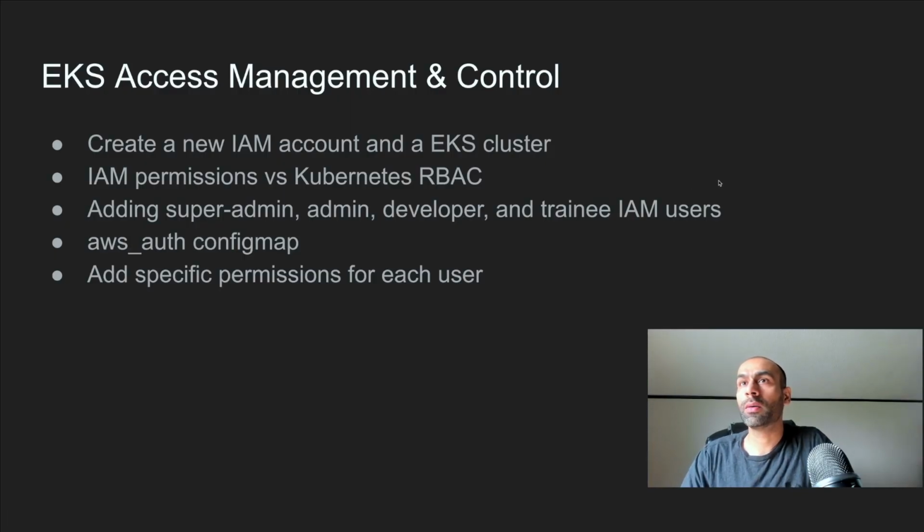So in this video, we'll first create a new IAM account, and then using this account, we'll create an EKS cluster. And next we will see the differences between IAM permissions, because whenever we're using any AWS service, we would normally set up policies for users just to limit the amount of access those users have. But this is different when you work in Kubernetes, because Kubernetes uses an RBAC authentication and authorization system. So we'll look at how it differs from IAM permissions.